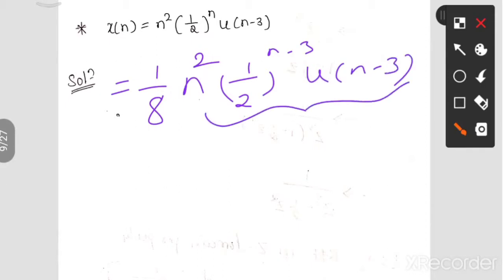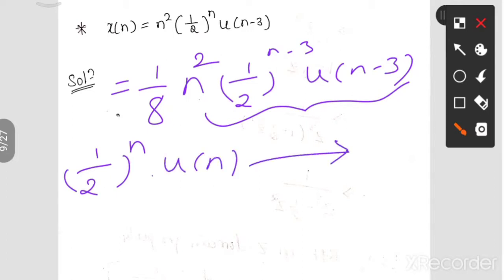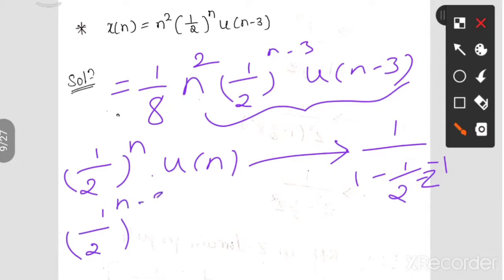Here you can apply, as we know, that the z transform of 1 by 2 raised to n into u of n will be 1 divided by 1 minus 1 by 2 z inverse. Similarly, now we have 1 by 2 raised to n minus 3 into u of n minus 3. Which property are we supposed to apply? Here we have to apply the time shift property. Here n is shifted to n minus 3.